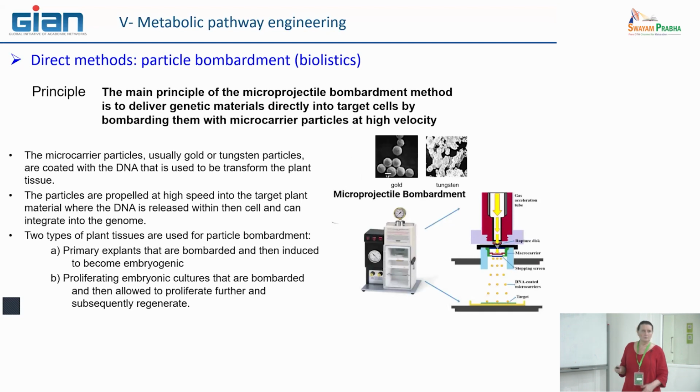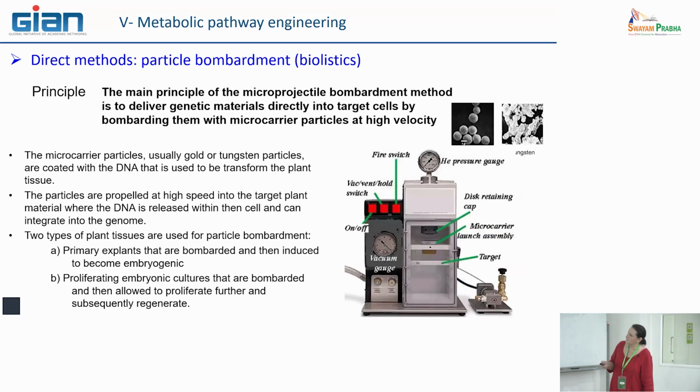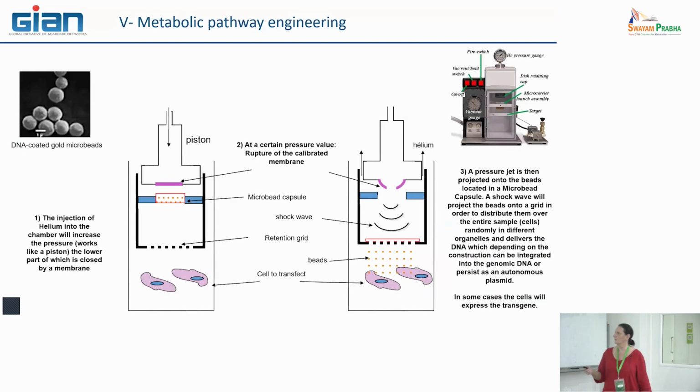So how is the machine used at the laboratory? It is like that, not a big one. And the principle is that you have your two types of bead, gold and tungsten. You can fix on them, as I said, different DNA material that can be naked DNA or plasmid. And after, I have perhaps put this slide to explain how it functions.